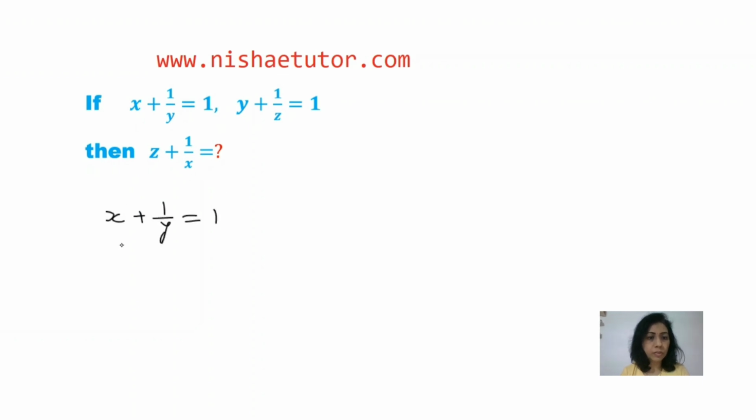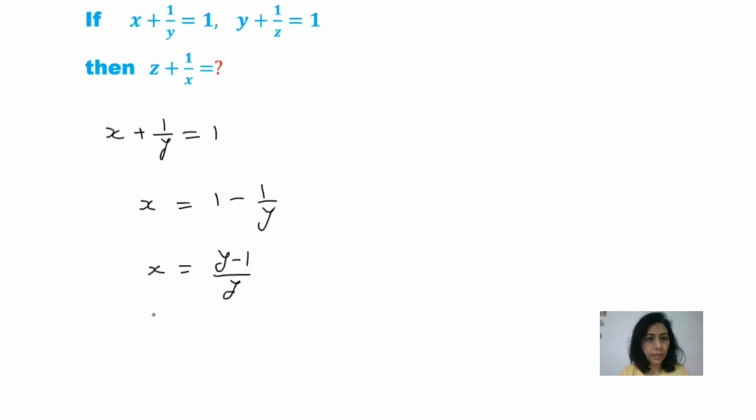upon x value. So from here we can find out first x. 1 minus this, transfer the other side, so it will be negative. We can simplify the right hand side, so it will be y minus 1 upon y, but we want to find out 1 upon x, so this is just the reciprocal, y upon y minus 1.